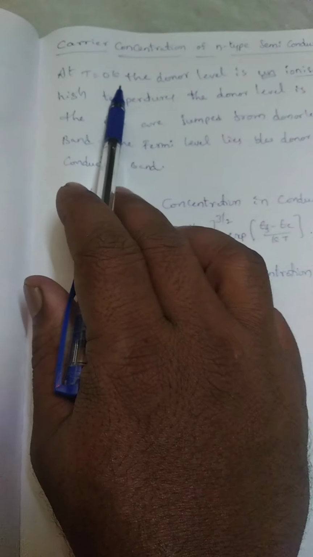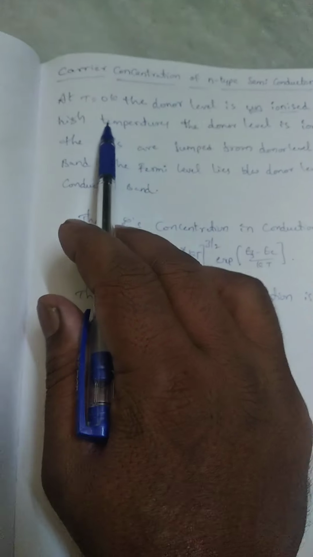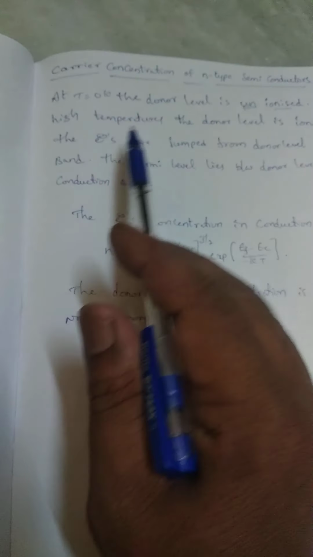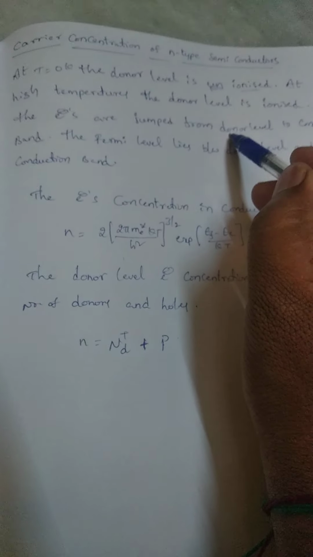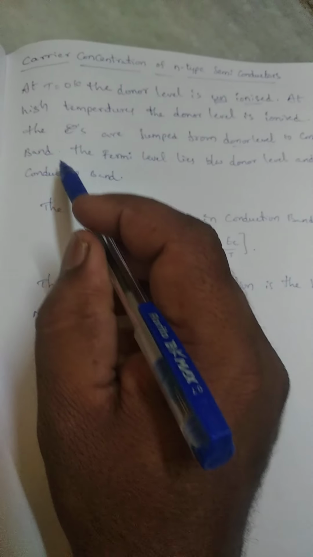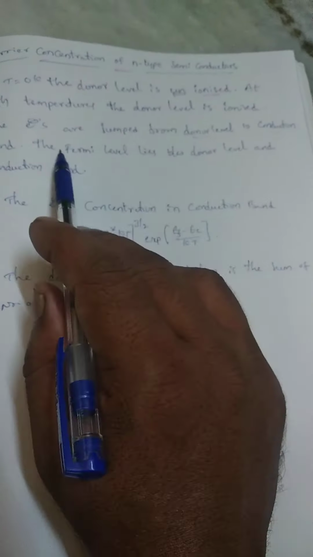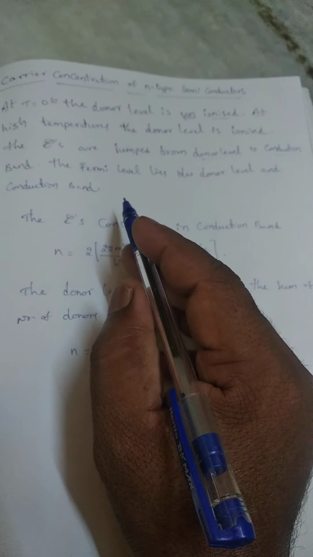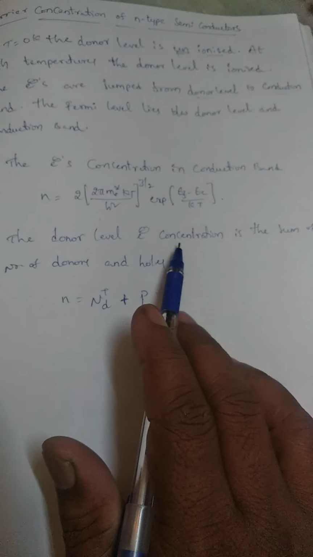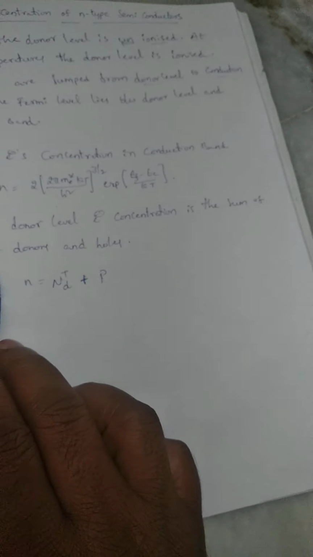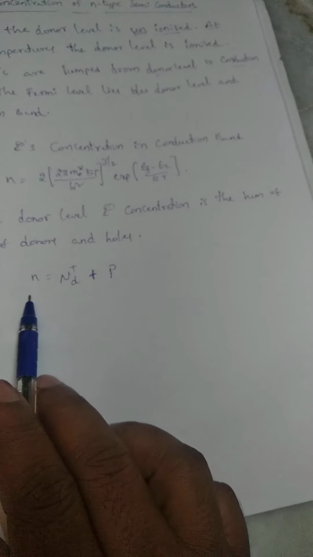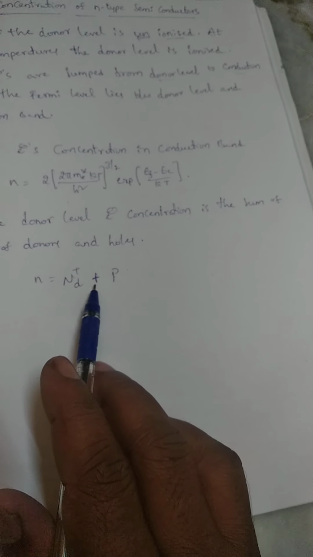At T is equal to 0 Kelvin, the donor level is unionized. At high temperatures, the donor level is ionized. The electrons are jumped from donor level to conduction band. Holes may be created. So, the donor level electron concentration is the sum of number of donors and holes. N is equal to ND plus P.